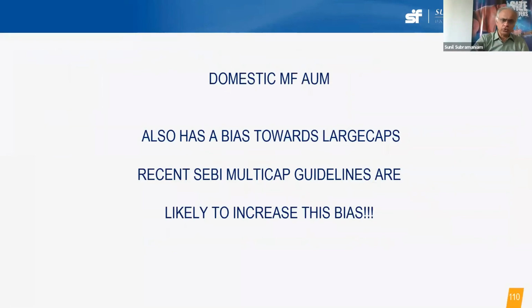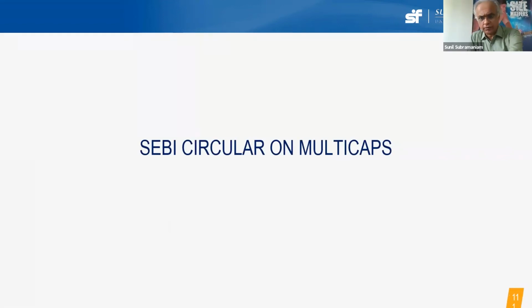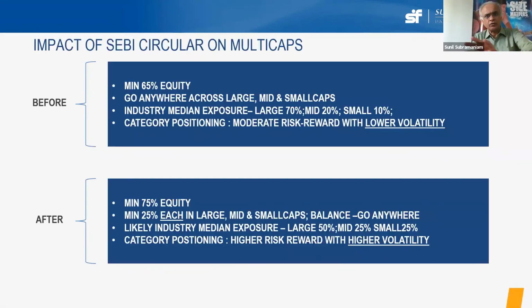Right? So this bias towards large caps is likely, according to me, to increase because of the multi-cap guidelines, which is a contrarian view to what the market expected when these guidelines were announced. Let me explain myself here. The circular on multi-caps basically said that they were treated by the industry as go-anywhere funds. And fund managers chose to put 70% in large caps, 20% in mid, and 10% in small. So it was essentially a low volatility segment with 70% large cap.